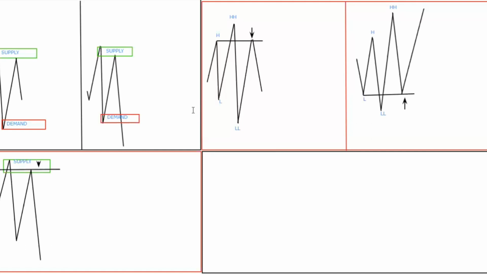So that is why we now move to QML, so that we use it in line with our supply, so that we get the specific entry or the specific price point where we can say we're going to sell or buy. So then now we see that we have something which is called a QML. We have a high here and a higher high and a lower low. A low and then a lower low. So this is the structure of a QML.